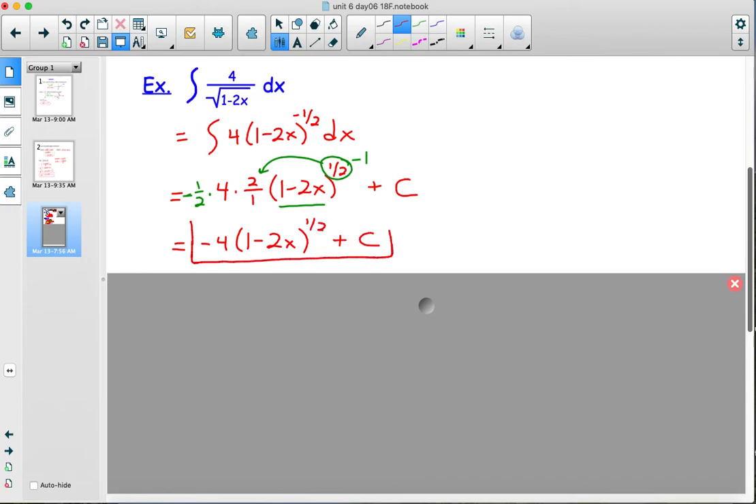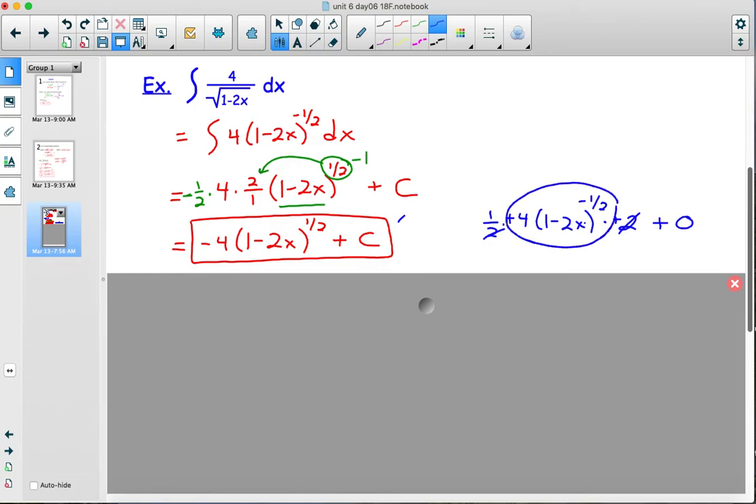Or if you wanted to write that as a square root, that would be fine. Just to make sure you see where we're at here, let's take the derivative of this thing to make sure. I have 1/2 I multiply out in front times the negative 4, and I get 1 minus 2x, subtract 1 from the exponent, it becomes negative 1/2, and then the chain rule times the derivative of the inside, which is negative 2, and then the derivative of the constant is 0. So these negatives cancel, these 2's cancel, and I'm left with 4 times 1 minus 2x to the negative 1/2, which was my integrand. So I know it checks, and I have the right answer.